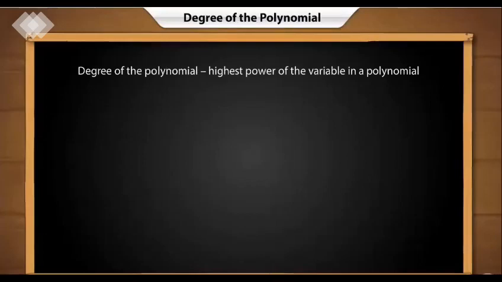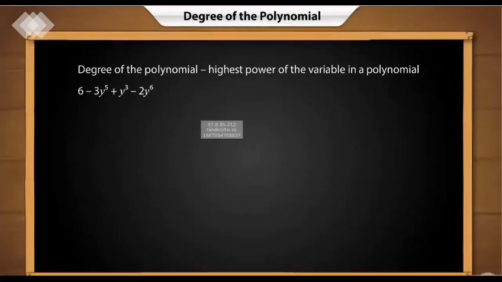The highest power of the variable in a polynomial is called the degree of the polynomial. Let's take a look at the polynomial 6 minus 3y to the power 5 plus y cube minus 2y to the power 6. Here the highest power of the variable is 6. Therefore, the degree of the polynomial is 6.